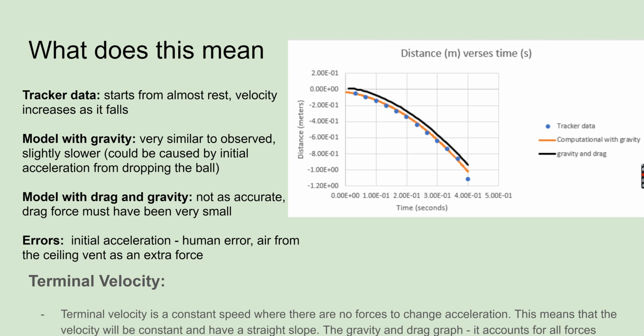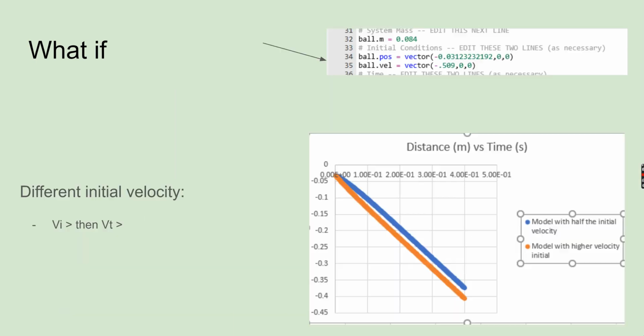The terminal velocity is a constant speed where there are no forces to change acceleration. This means that the velocity will be constant and have a straight slope. So the model that shows gravity and drag would be the best example to find terminal velocity because it accounts for all the forces, at least in this closed system example.